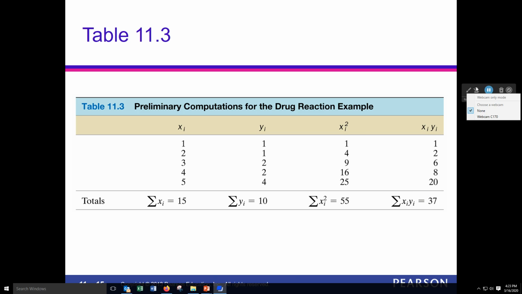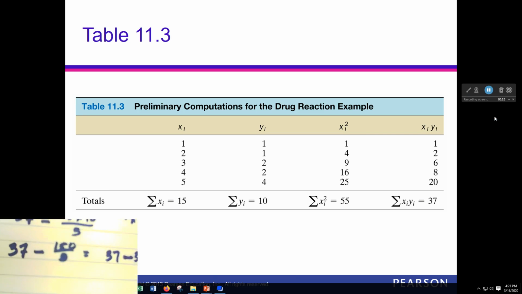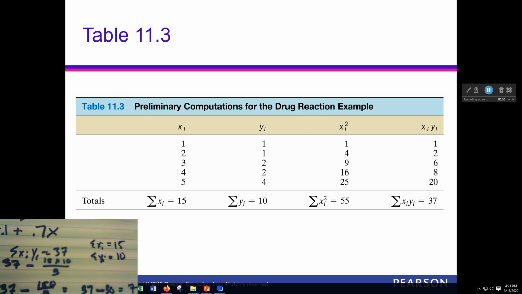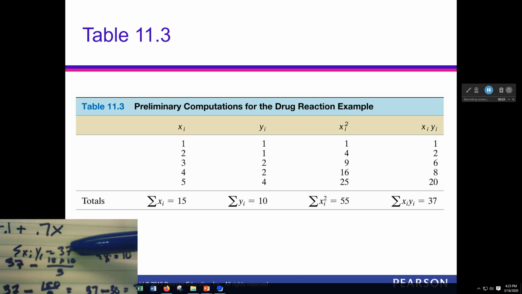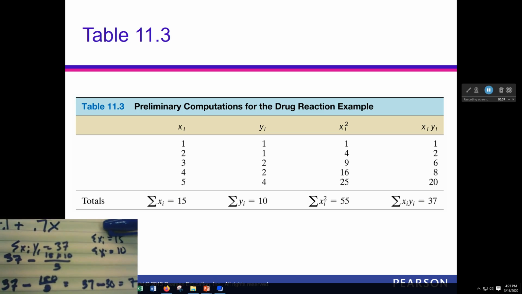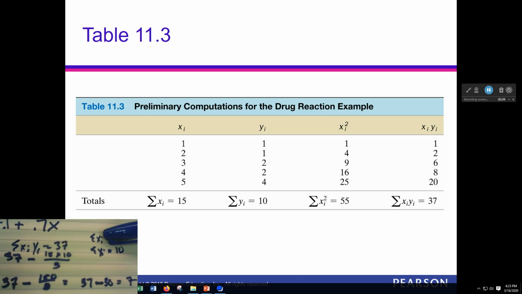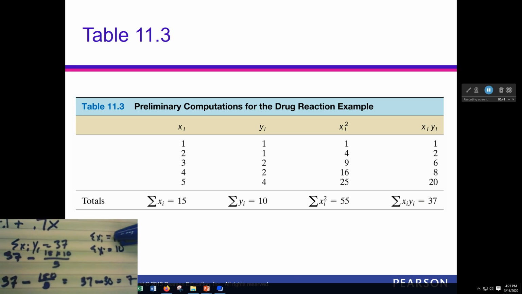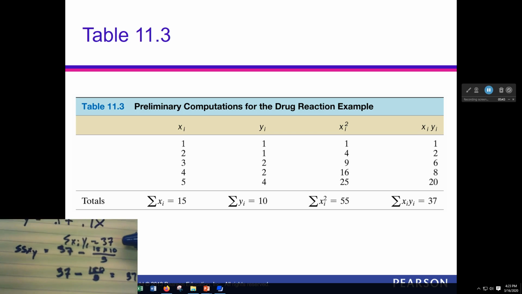Now, when we calculate everything, I'm going to turn my webcam on for you. I got it down here on paper. There we go. So all I've done up here is write down the values. The sum of x sub i, y sub i is 37. The sum of x sub i is 15. The sum of y sub i is 10. And I put that into the formula.